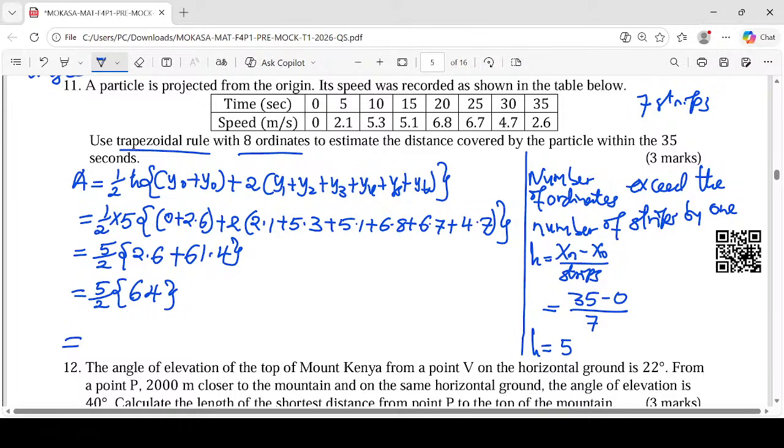When you multiply that by 5 over 2, ladies and gentlemen, we are getting 160. Because they wanted the distance, this is now 160 meters. Let's talk of it as square meters. Or rather, not square meters, but square units, because that is the formula for getting the area. 160 square units. That is how you use the trapezoidal rule to estimate that. A very, very good and engaging question.